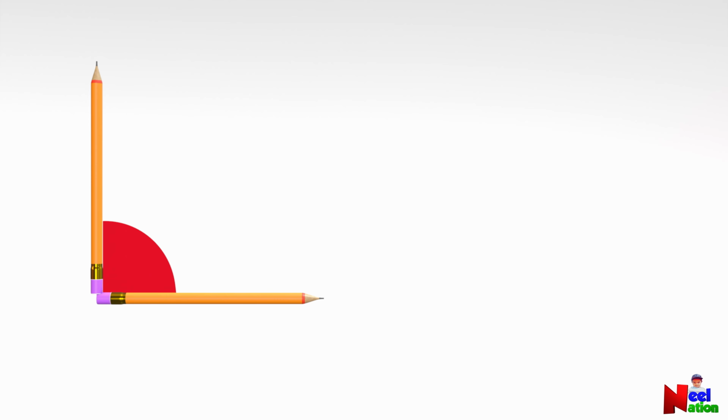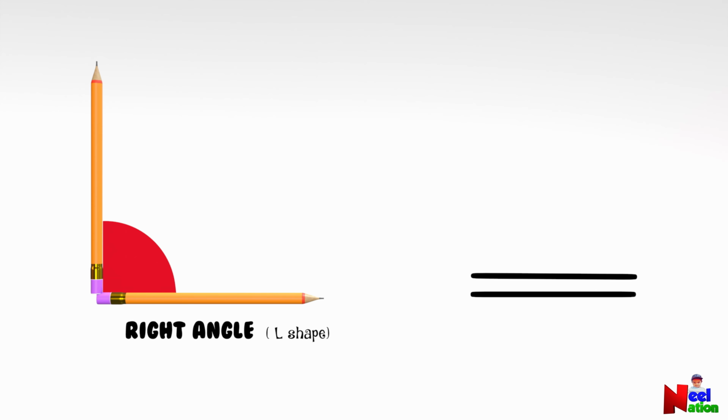Right angle. Hold one pencil straight across the desk. Place the second pencil upright so together they form an L shape. Look, this is a right angle. It's nice and proper like the corner of a book.